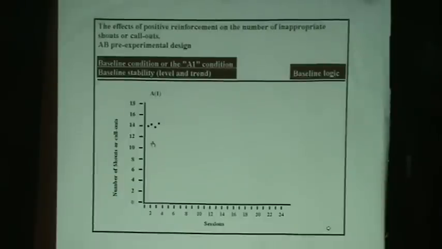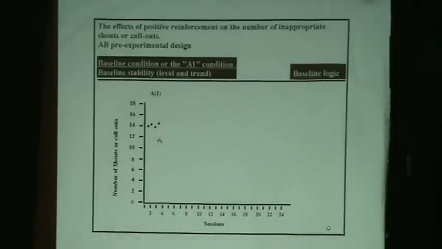Now, a couple of terms here that we need to know about. Baseline stability in terms of level and trend. This data, the first 4 data points here, are pretty stable in terms of level, because they're all around 14, and in terms of their trend, the trend is almost like a straight line. So in terms of level and trend, they are very stable.